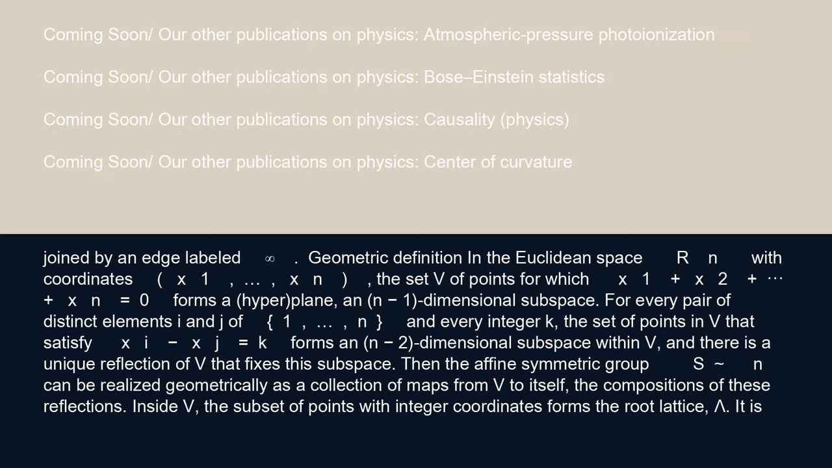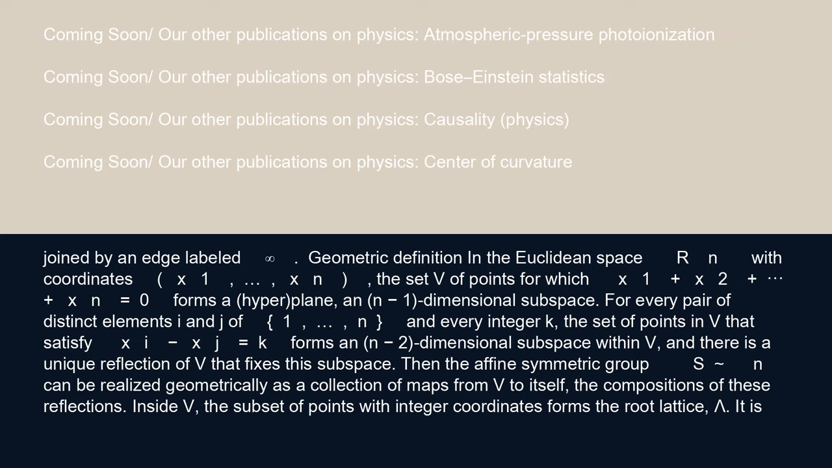Geometric definition: in the Euclidean space Rn with coordinates x1, ..., xn, the set V of points for which x1 + x2 + ... + xn = 0 forms a hyperplane, an n-1 dimensional subspace. For every pair of distinct elements i and j of {1, ..., n}, and every integer k, the set of points in V that satisfy xi - xj = k forms an n-2 dimensional subspace within V, and there is a unique reflection of V that fixes this subspace.